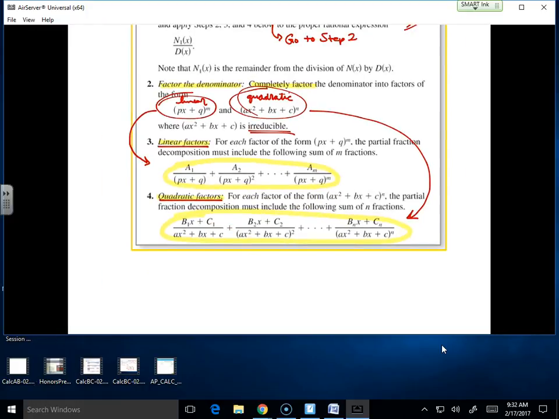Let me write in my own little step 5 and step 6. Step 5: multiply both sides by the common denominator. Multiply both sides by the common denominators. This would make all of life so much easier. And then step number 6 is solve.